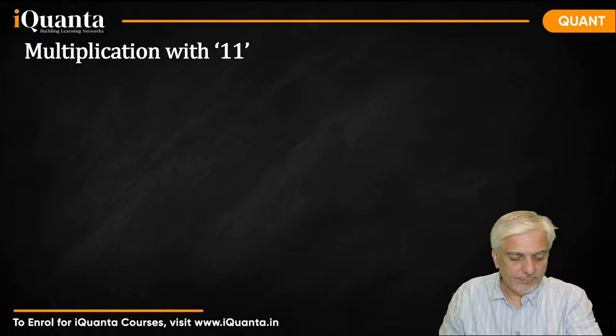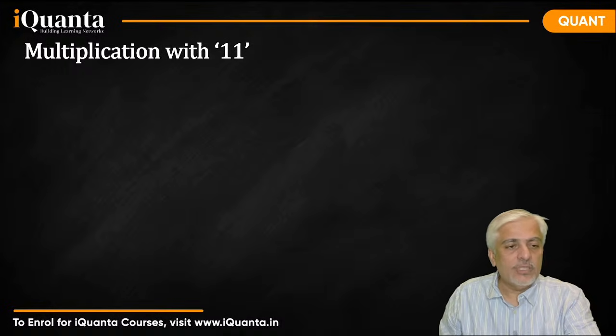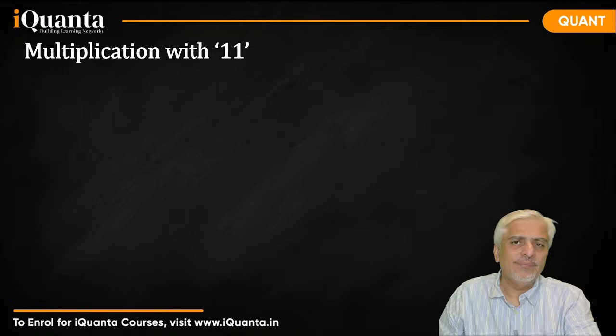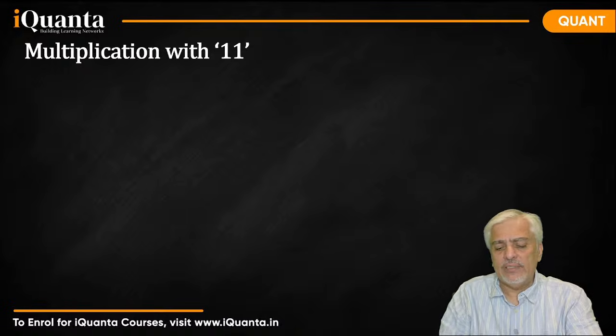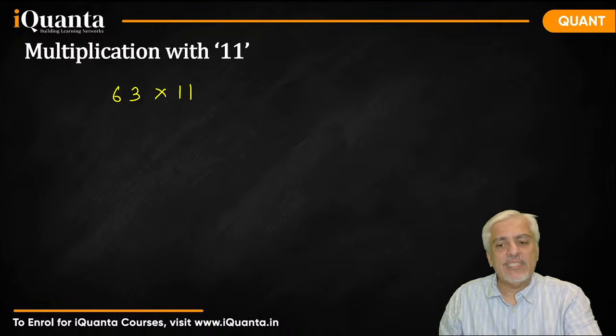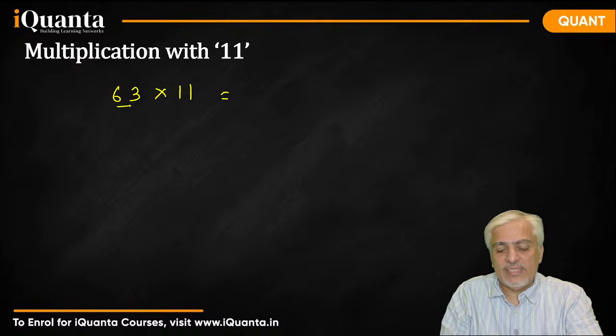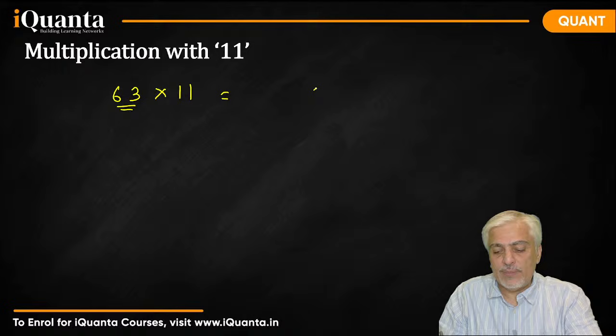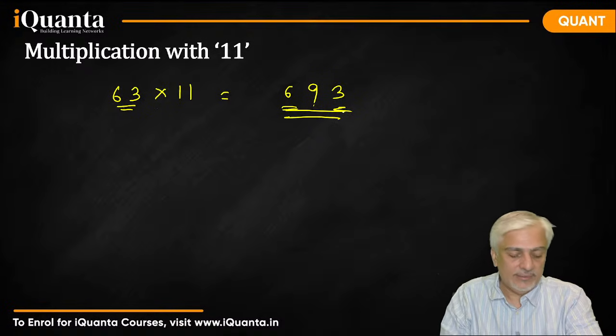Okay. Let's go ahead. Multiplication by 11. Let's first take some simple numbers. How do you multiply 63 with 11? What's the shortcut? What do you do in such a case? What is 6 plus 3? 6 plus 3 is 9. Then 6 and 3 on the sides. That's the answer. 6 plus 3, 9 in the middle. 6 here, 3 here. That's it.